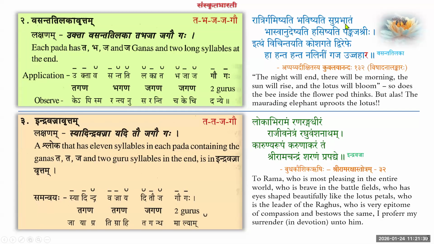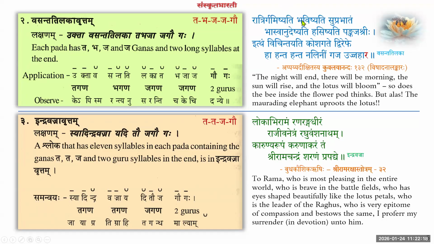But there is one entire shloka here which is beautiful, and this is from Kuvalayananda of Appaya Dikshita, 14th, 15th century, if you remember. He also created a lot of musical scores. Anyway: Ratrirgamishyati Bhavishyati Suprabhatam, Bhaskaro'dayishyati Hasishyati Pankajashrihi, Itham Vichintayati Kosagate Dvirepe, Ha Hanta Hanta Nalinim Gaja Ujjahara.